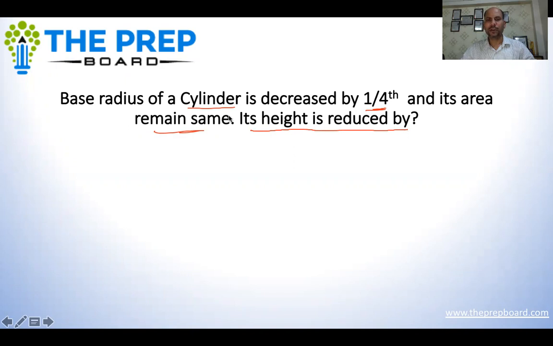Okay. Here they are talking about a cylinder. This is the cylinder. Its base radius has been decreased by 1/4, meaning the radius has been decreased by 25%, and its area remains the same. We are supposed to find the change in height. There is one thing: they are talking about the area, but whether it is the lateral area or the whole area is not mentioned. So probably I'll say in this case the answer is D, cannot be determined.